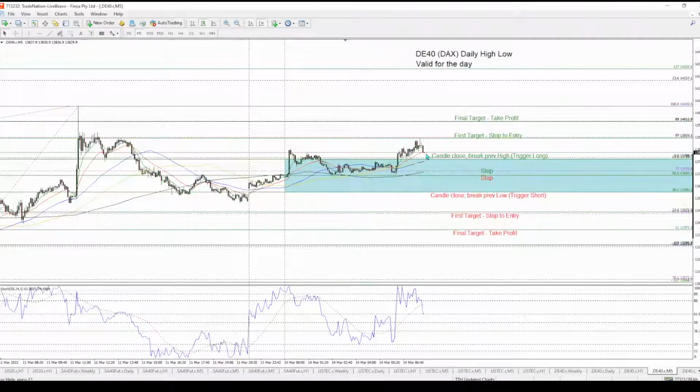Trend is up on the 5-minute, 8 above 21 above 50. That's indicating trend is up. Stochastic is below signal line, but still trading slightly above the 61.8. So in hindsight, we still want to be long and aim for this final target 89.